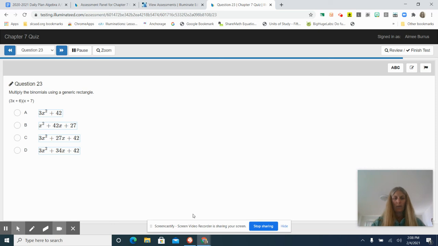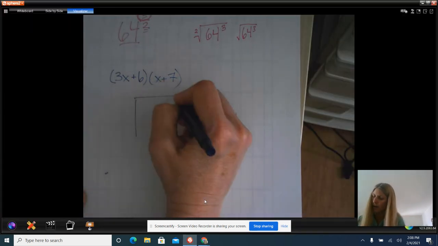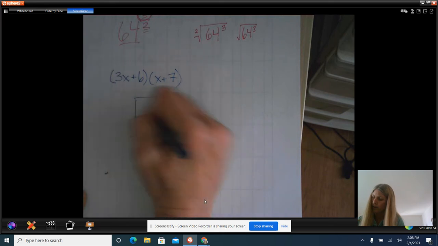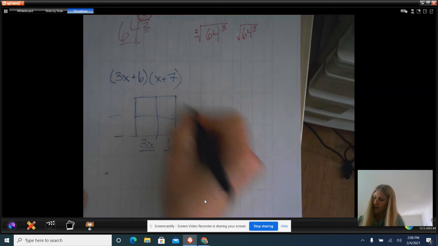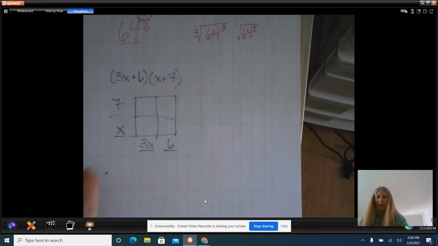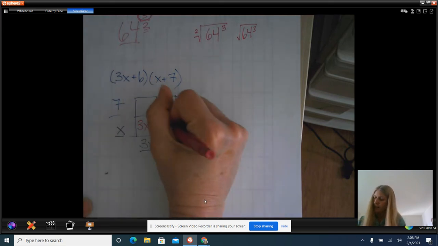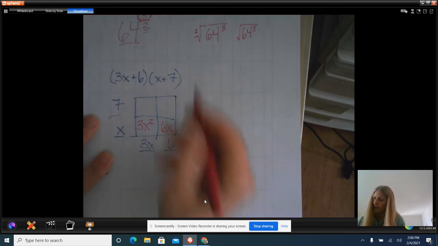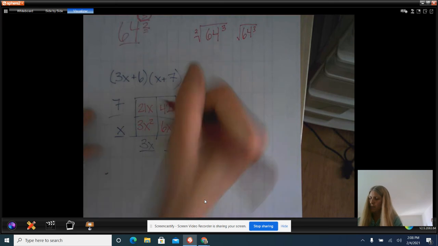Okay, and we use a generic rectangle to do this. So we make our generic rectangle. The first set goes on the bottom. The second set goes up the side. And now we're going to multiply, multiply, multiply, multiply. 3x times x is 3x squared. 6 times x is 6x. 7 times 3x is 21x. And 7 times 6 is 42.